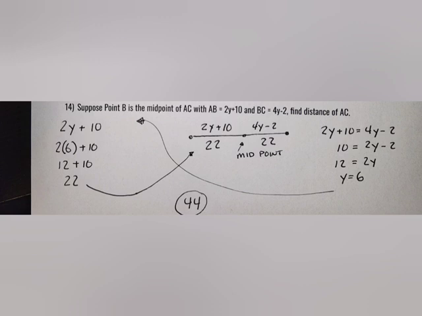Some of you will sadly end there, not realizing that the question was find the distance of AC. So I plug 6 into 2y plus 10. I get 12 plus 10, which is 22, which gives me half the line. Well, if that's half the line, then the full line would be 22 plus 22, which is 44. And that is the end.